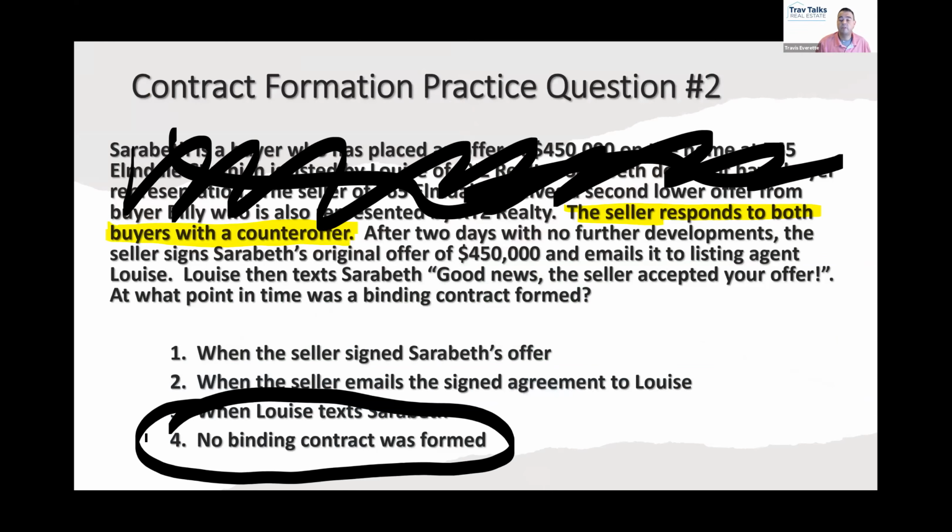That's a counteroffer. The contract could go forward, but it's a counteroffer. So that means it has to be accepted again by the other side. A counteroffer just restarts the cycle. It doesn't eliminate anything. It just restarts the cycle. Now you have to go all the way around the loop again.